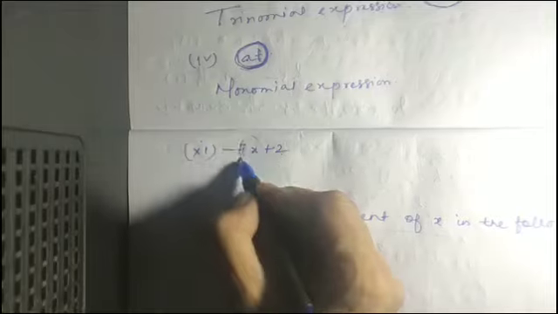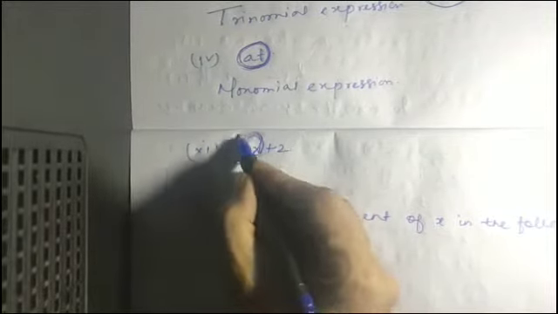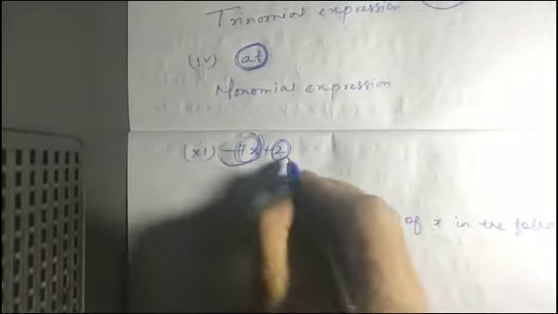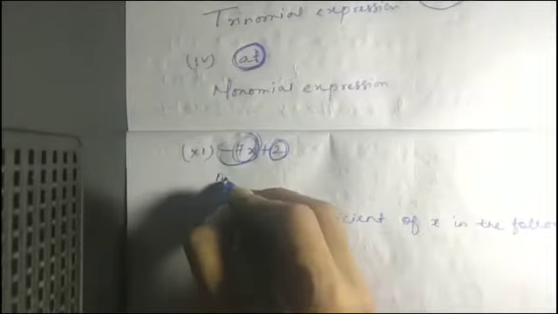Number 11, minus 7x plus 2. Here minus 7x is one term, and this is another term, separated by the sign plus, right? So how many terms together? Two terms are there. So when two terms, we call it a binomial expression. So remember students, when one term will be there, we call it a monomial expression. When two terms will be there, we call it a binomial expression. And when three terms will be there, we call it a trinomial expression. Now let's see question number 2.